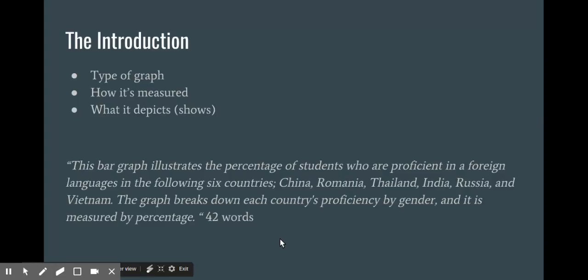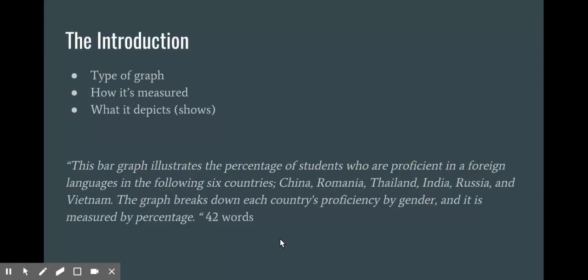So my introduction, or a possible introduction for this, could be the following. This bar graph illustrates the percentage of students who are proficient in foreign languages in the following 6 countries: China, Romania, Thailand, India, Russia, and Vietnam. The graph breaks down each country's proficiency by gender, and it is measured by percentage. So that's 42 words.